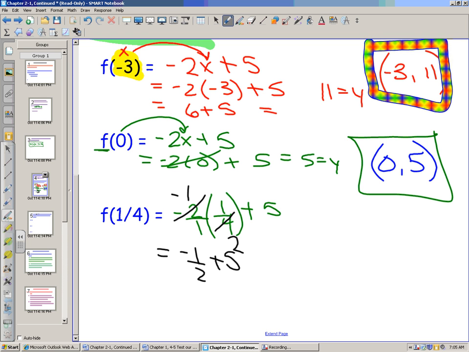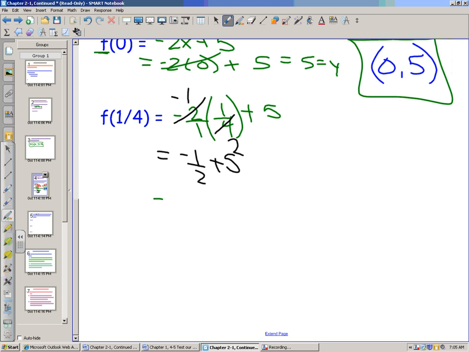Now let's think logically. You have $5. You give half of a dollar, which is 50 cents, to somebody. So how much money do you have? Well, that's going to be $4.50, which is the same thing as, remember the circle rule, 2 times 4 is 8 plus 1 is 9/2. How about that for common sense and knowledge? Good job.